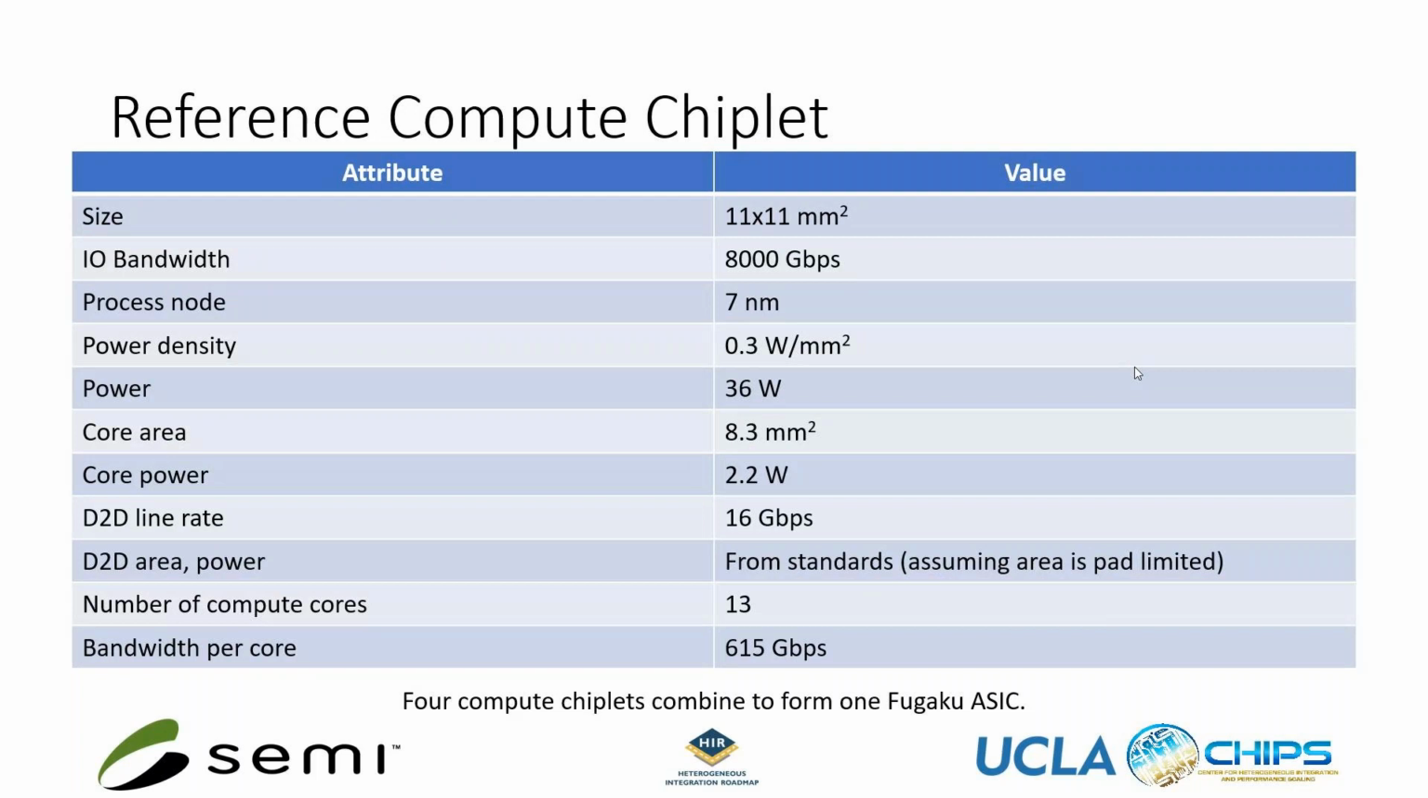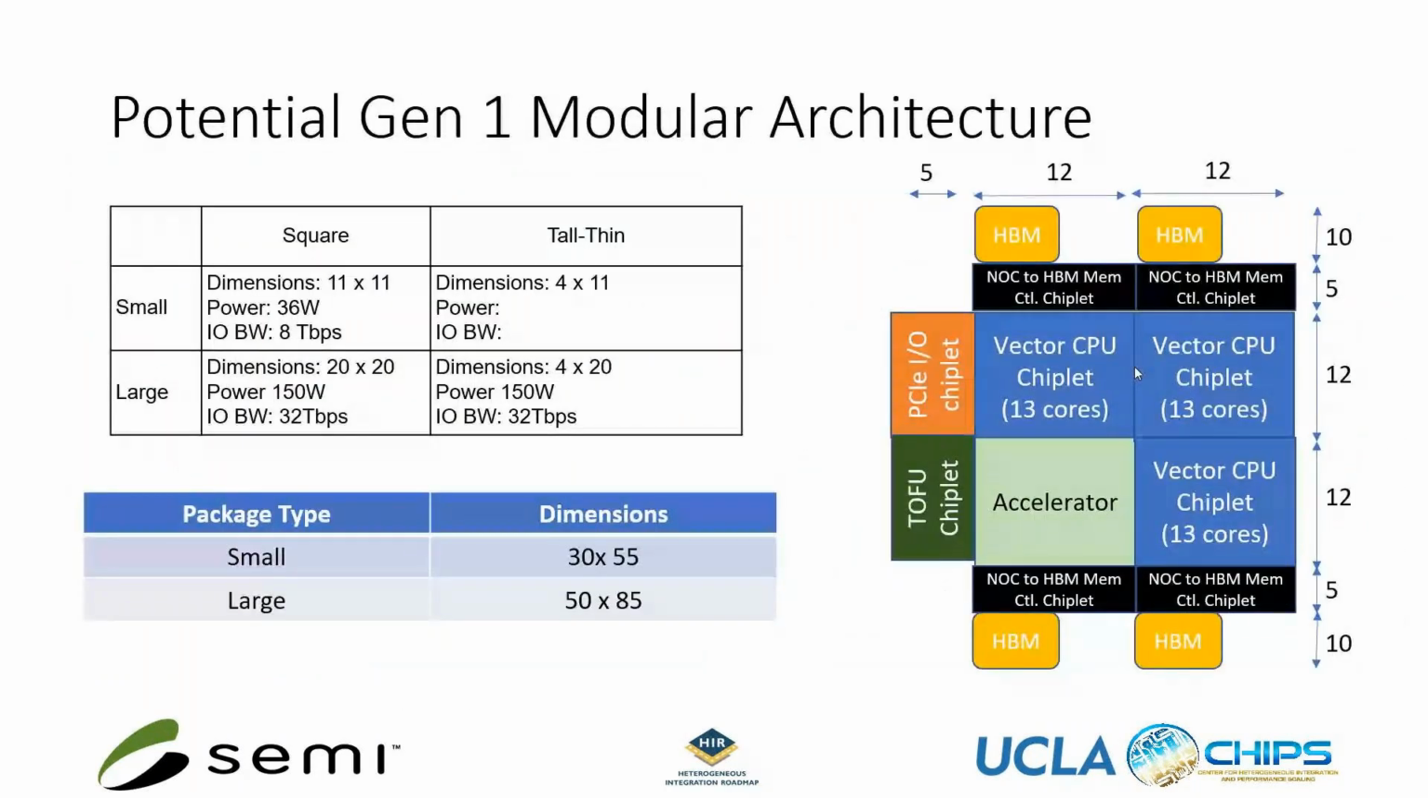So this is an example of a modular chiplet you can build. If you're building a Fugaku-like ASIC, you can say my compute chiplet is 11 by 11 and it has these attributes. And if you put all this together, you can say, okay, I can build a heterogeneous architecture if I can build a small square chiplet. My compute chiplets may not be exactly 36 watts, maybe plus or minus something, but now you've got a landing zone to aim for.